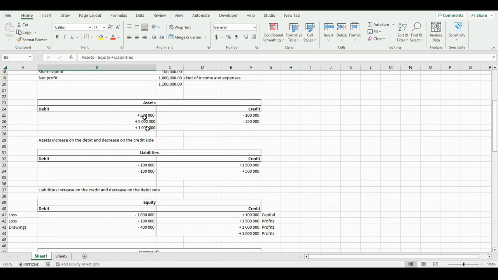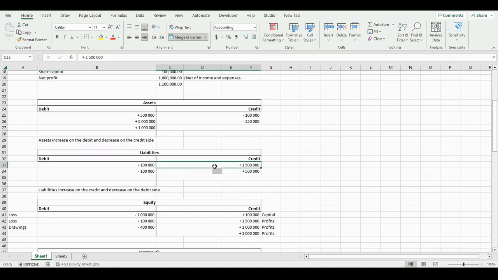And then we said assets increase on the debit side and decrease on the credit side. Every time you're buying more assets, you record that on the debit side. Every time you are reducing your assets, you reduce that on the credit side. Liabilities behave in the reverse direction to assets. They increase on the credit side.